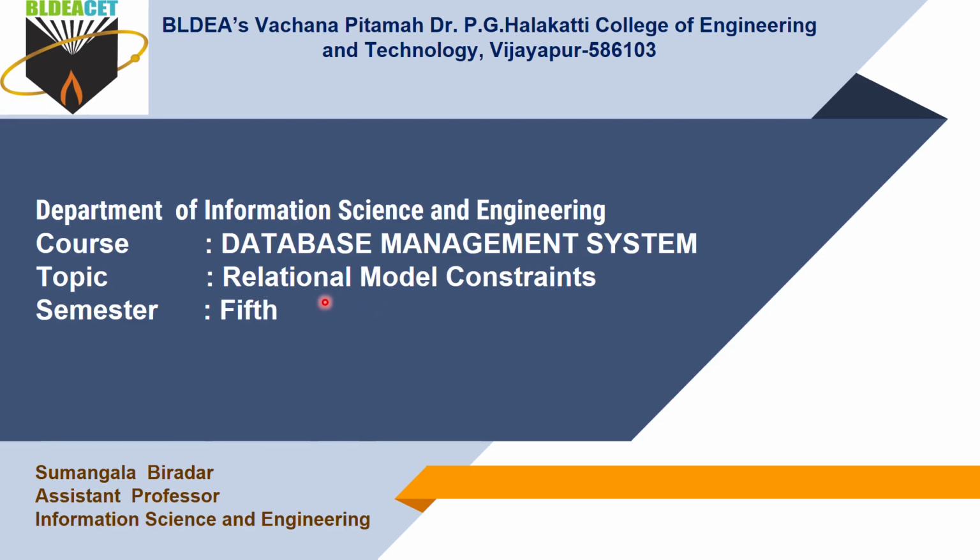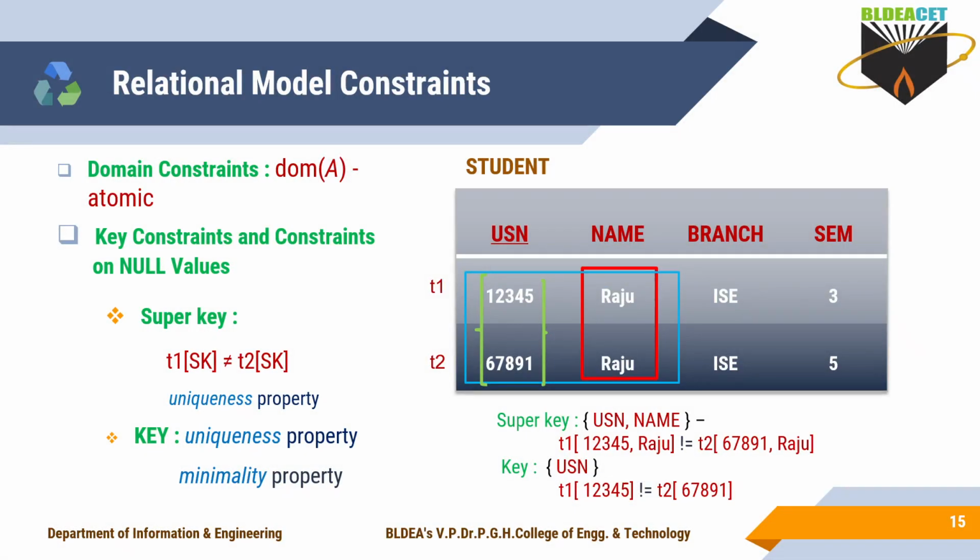In this video, we'll learn about relational model constraints. In the last video, we already discussed the different types of relational model constraints. Next, we'll see each constraint in detail. We also know what domain constraints mean: domain constraints mean values must be atomic.